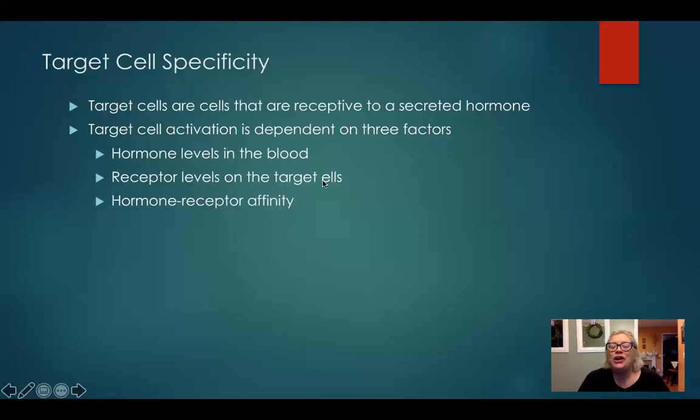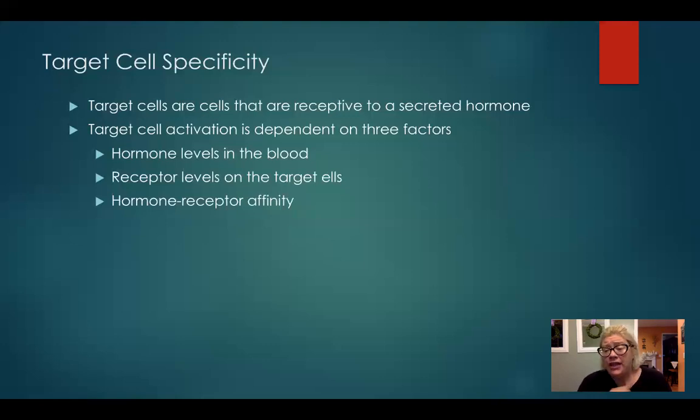The second is the receptor levels on the target cells. So does the target cell have one receptor on the surface or one receptor in the cytoplasm? Or does the target cell have 100 receptors on the outside, on the surface of the cell, or 100 receptors in the cytoplasm? Of course, the more receptors there are, the greater chance the hormone has of attaching to that cell. And lastly is the hormone receptor affinity. Once the hormone attaches to that receptor, either inside or on the surface of the cell, how long does that hormone stay attached to that receptor?